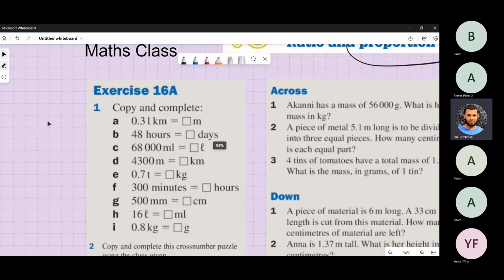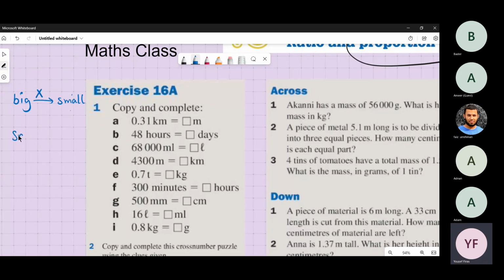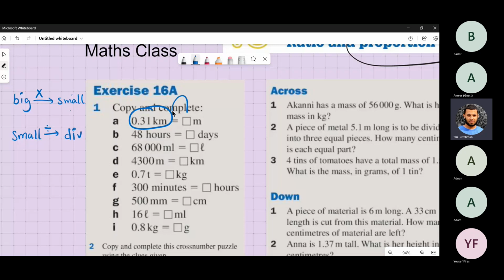Yes. So now, first one is not dealing with any ratio. It's just conversion, and conversion of big unit to small unit or small to big. So just for a revision, I will tell you, when big unit is converted to small unit, what do you do? Multiply or divide? Divide? What? No, multiply. Okay. You forgot, I think. Big to small is multiplication and small to big is division. Okay. So 0.31 kilometer contains how many meters, Badr? Only?